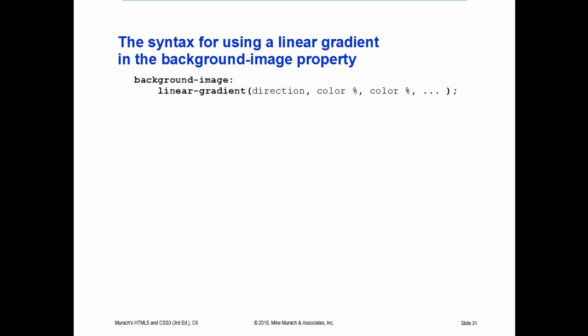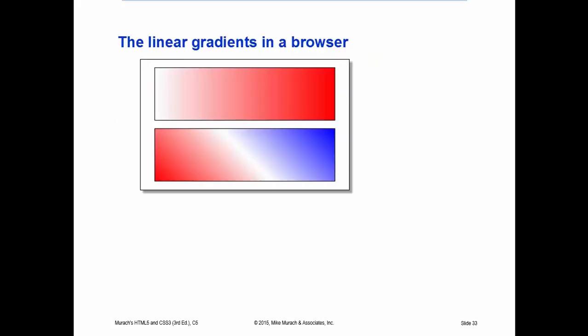The direction is followed by two more parameters. They consist of a color and a percent. The first percent indicates where the first color should start, and the last percent indicates where the last color should end. And the percents in between indicate the points at which one gradient stops and the next one begins. There's an example of a gradient.